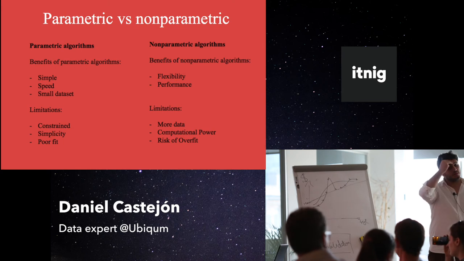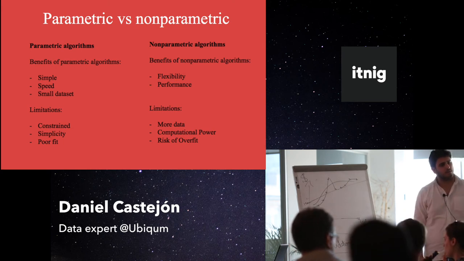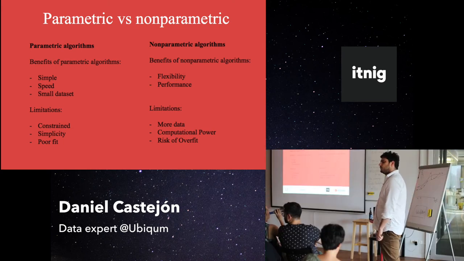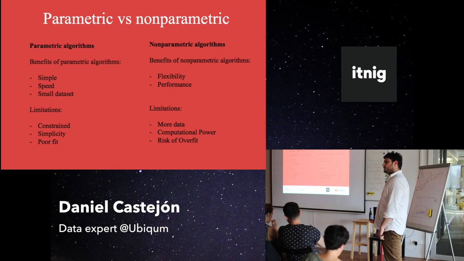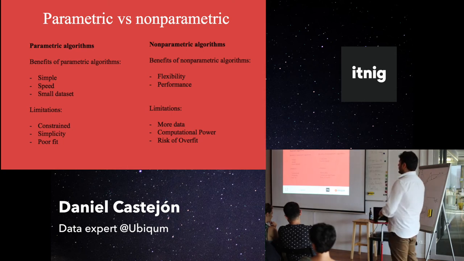Questions? When you talk about non-parametric algorithms, are you referring to non-parametric statistics also? Because I know that, for example, Spearman correlation is a non-parametric version of the other kind of correlations. And I'm not sure whether this limitation of more data applies also.